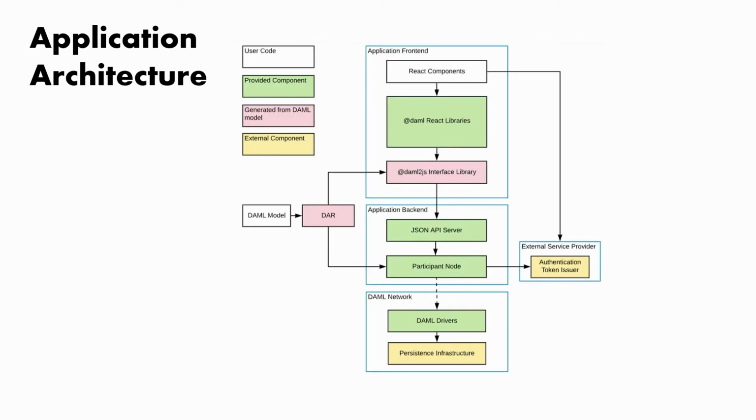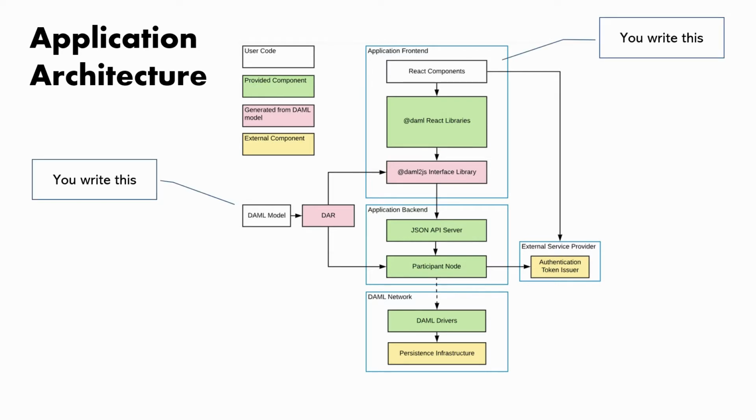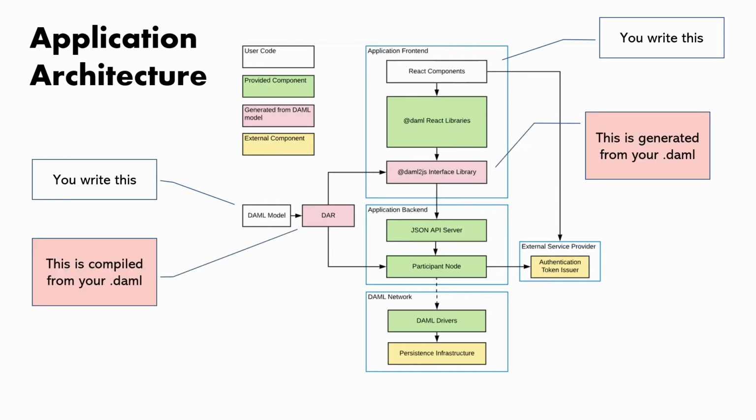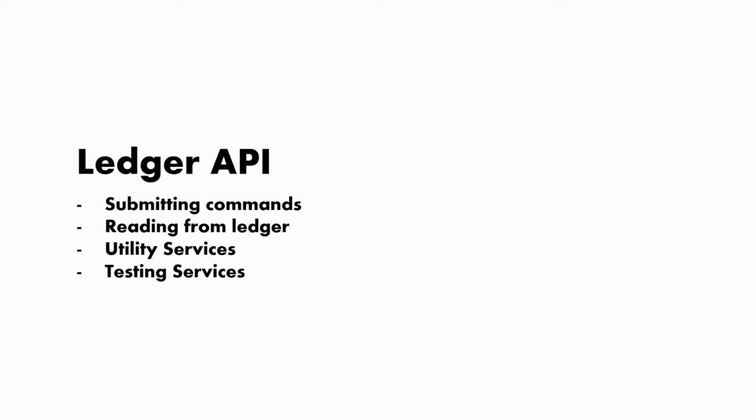Now, let's first start with examining an application architecture. We have the following diagram in our documentation with a React full stack example. The white part refers to what you write, and the pink part refers to things that are compiled or generated for you. So this part, the DAR file, is compiled from your Daml file, for example. Now, at the end of the day, your app will be talking to the Ledger API, submitting commands, reading from the ledger, some utility services and testing services.